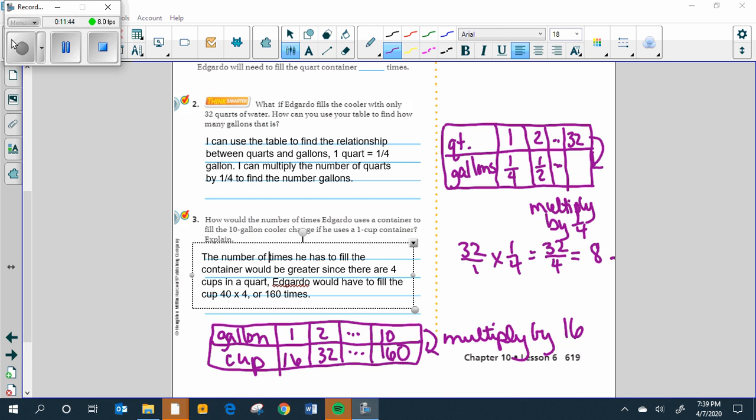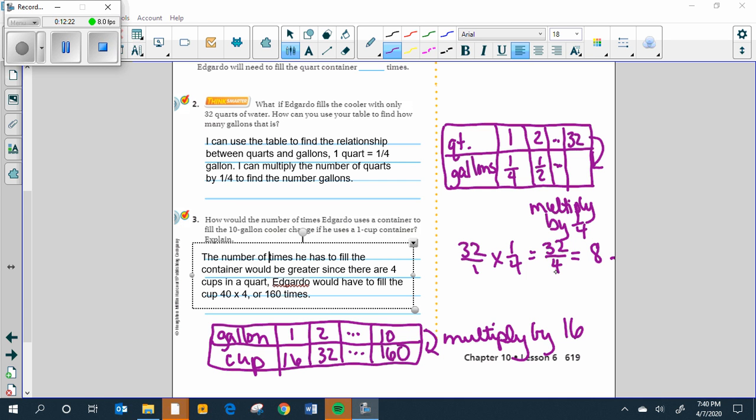Let's quickly take a look at the last two. What if Edgardo fills the cooler with only 32 quarts of water? How can you use your table to find how many gallons that is? Well, if I make a table comparing quarts to gallons, and I know that 1 quart is 1/4, I can take my table on out. Find the rule is multiply by 1/4. So I have 32 quarts of water times 1/4, and that would be 32/4, or in the end 8 gallons.